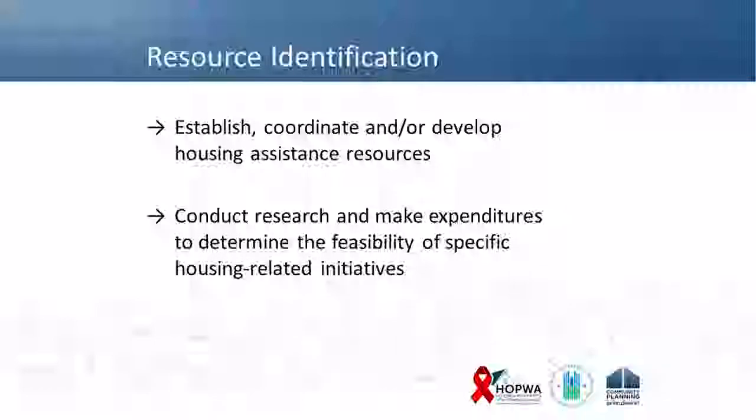as well as being able to conduct research and activities that will show you where you really need to put your resources within a community. So I'm going to turn it over to Jake to talk a little bit more about some specifics with that, and then we will come back to talk about needs assessments more.